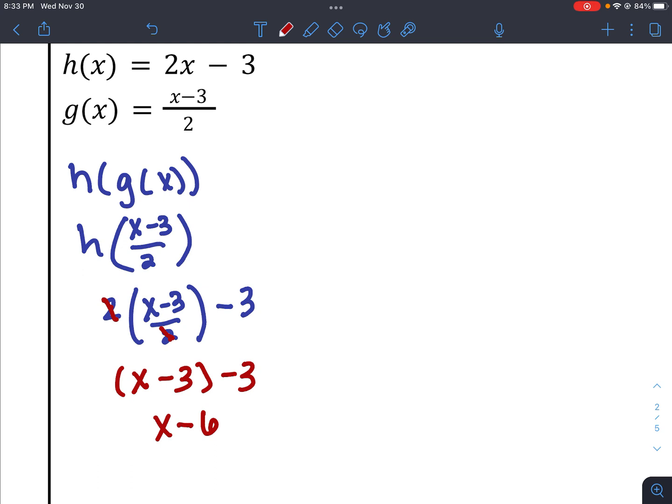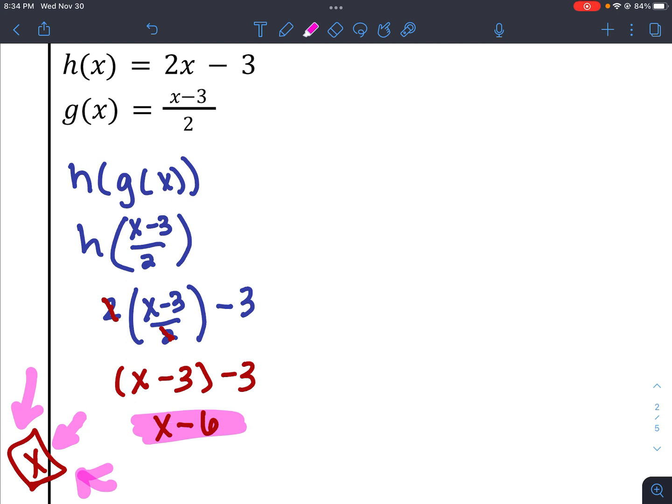So I can't do anything else. I'm looking for it to just equal x. If it equals anything other than just x, they're not inverses. You do not do any more to this problem. Because this is equal to x minus 6, this is what we're trying to look for. We're just trying to see if it equals x.